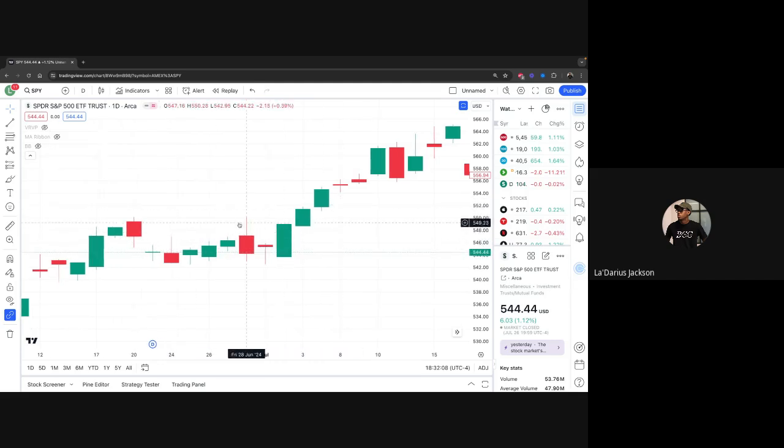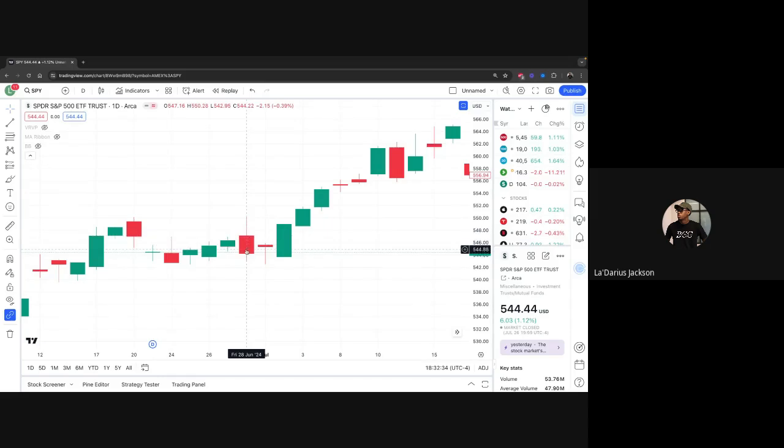Now you also have these wicks, these lines coming from above and below the candles. This is showing where the stock went that day, but it didn't close, right? So if we're looking at this big candle right here in the middle, and you have this wick that went all the way up to 550, that means at some point during the day, the stock price was at 550, but then it closed lower.